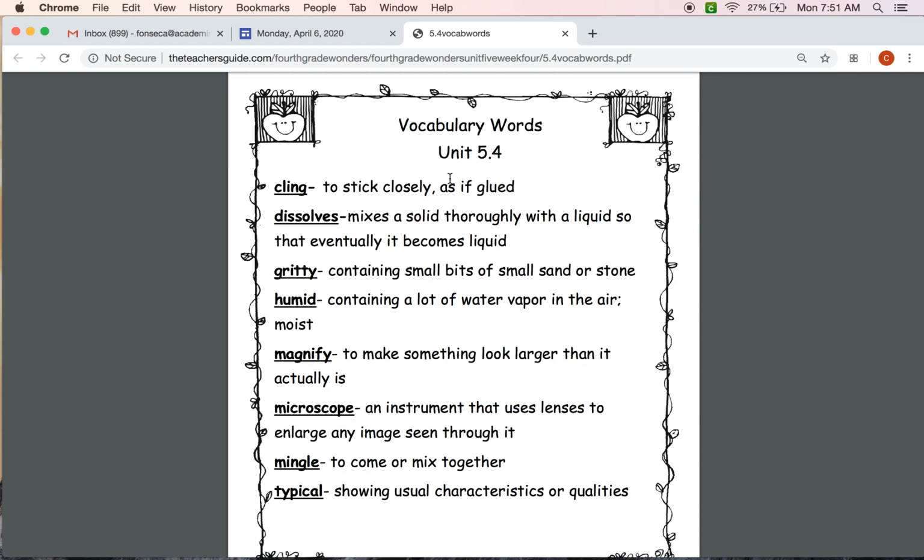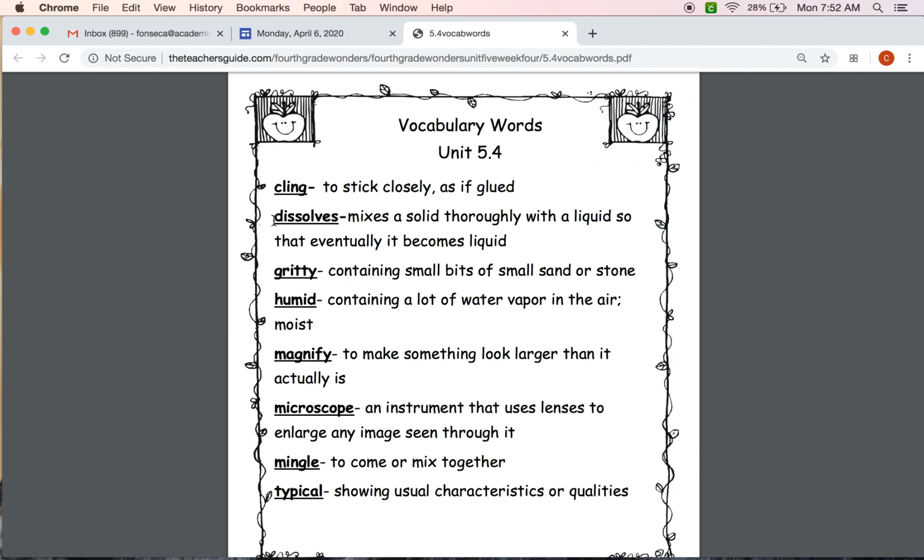Okay, so then the next word, dissolves. Dissolves is when something mixes a solid thoroughly with a liquid so that it eventually becomes a liquid. So for example, let's say sugar, right? Sugar is a solid. You have sugar that's made up of little solid crystals. And then when you put sugar in a liquid like water or juice, or in something that you're going to be eating or drinking, eventually it becomes part of the liquid and it's no longer a solid, right? It dissolves and you don't see it anymore.